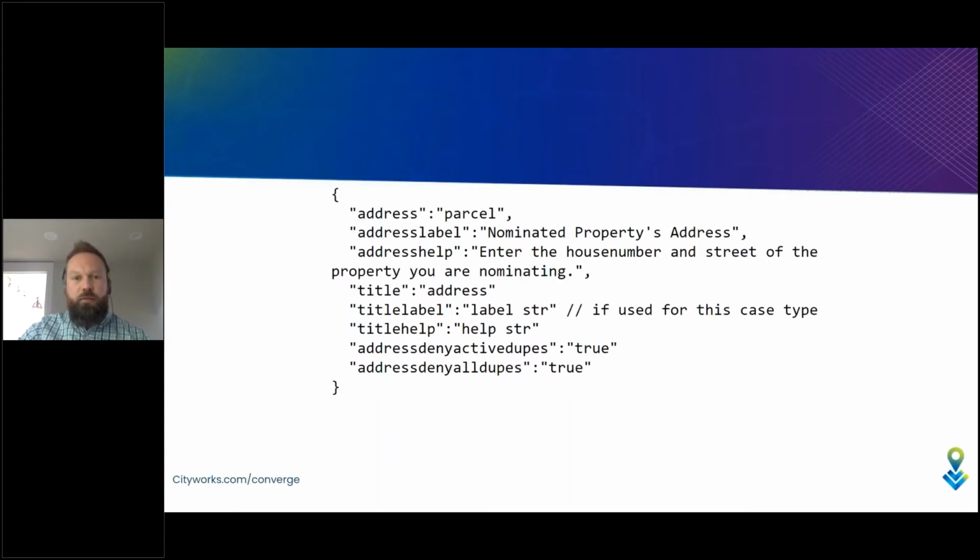And we have two additional items that we're making available to the web module, and that the web module will check our cases for within the Cityworks. And that's address deny active dupes and address deny all dupes. So with the first one, if it's set to true, it only looks for open, unclosed cases that are at the same address. And if there's an open case at the same address, it doesn't allow another one. All dupes, of course, if there's any case, no matter its status, it doesn't allow a duplicate for that same address.